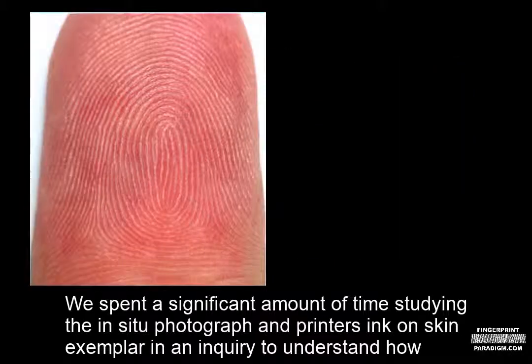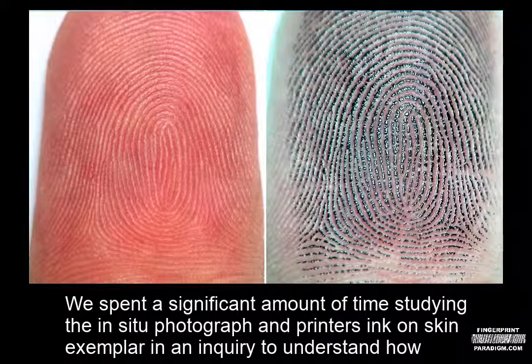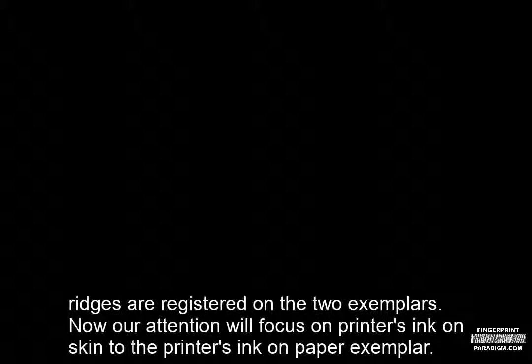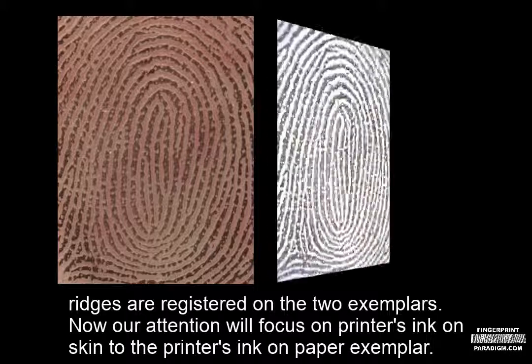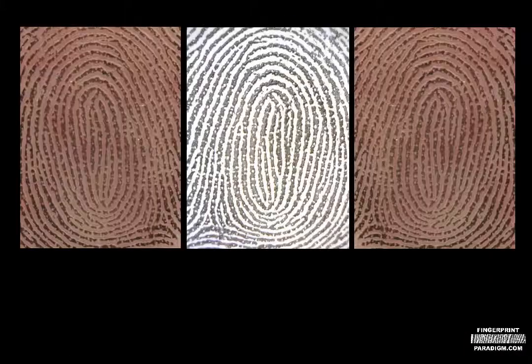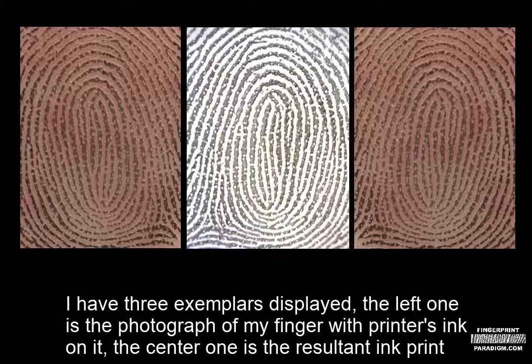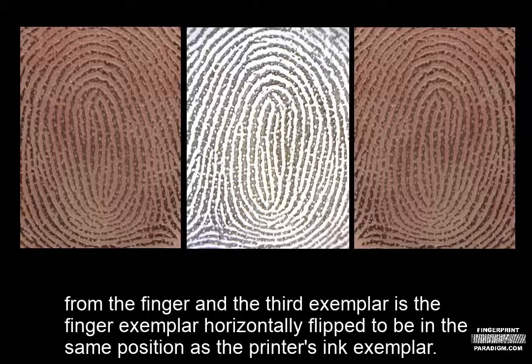We spent a significant amount of time studying the in situ photograph and printer's ink on skin exemplar in an inquiry to understand how ridges are registered on the two exemplars. Now our attention will focus on printer's ink on skin to the printer's ink on paper exemplar. I have 3 exemplars displayed. The left one is the photograph of my finger with printer's ink on it. The center one is the resultant inked print made from the finger, and the third exemplar is the finger exemplar horizontally flipped to be in the same position as the printer's ink exemplar.